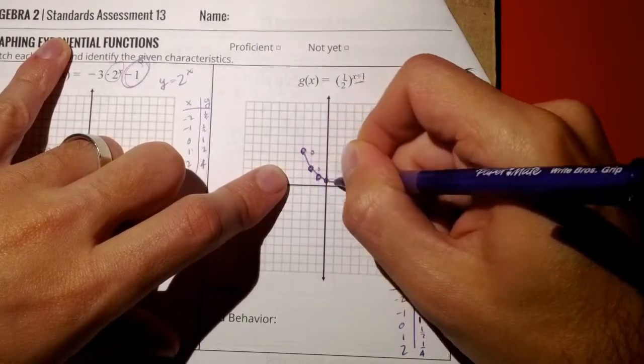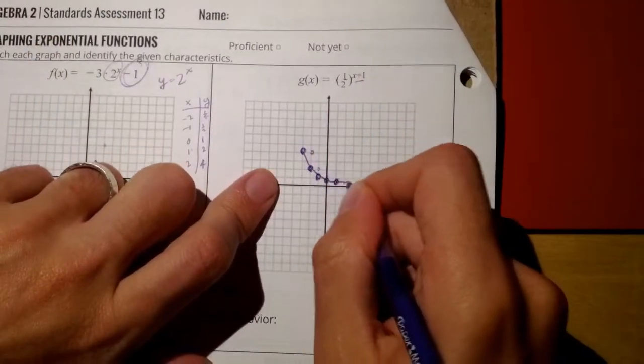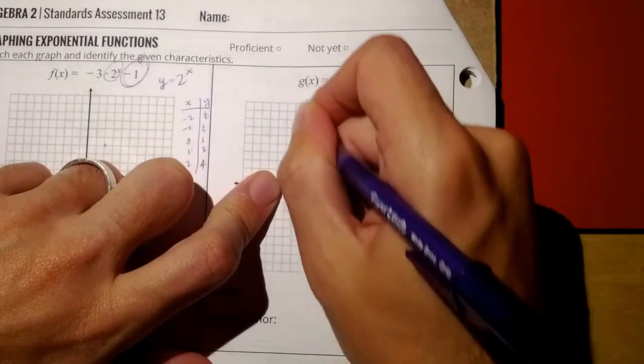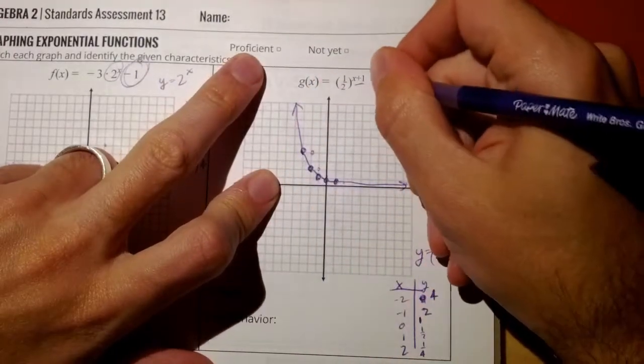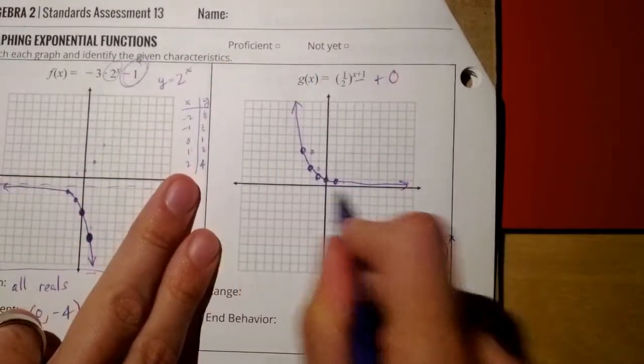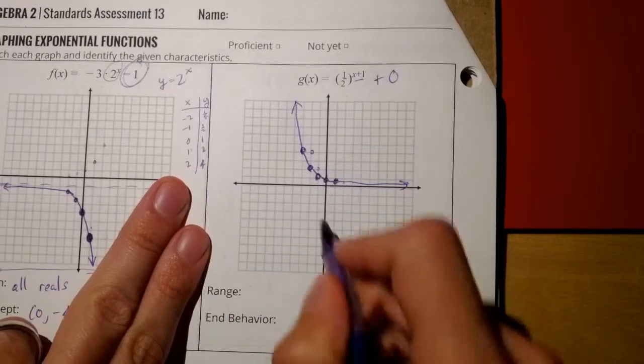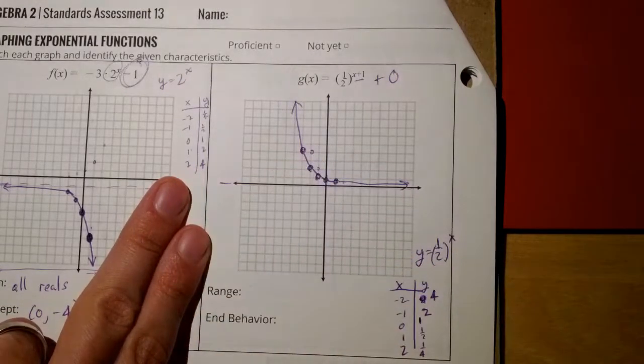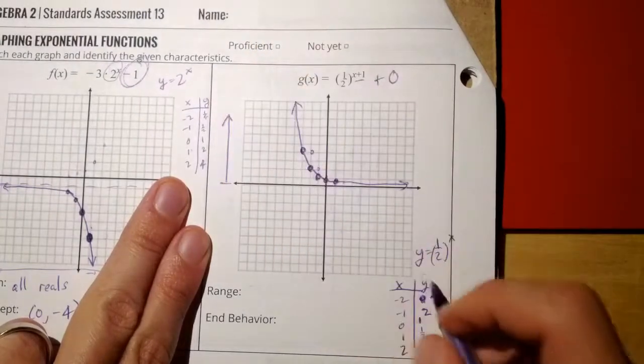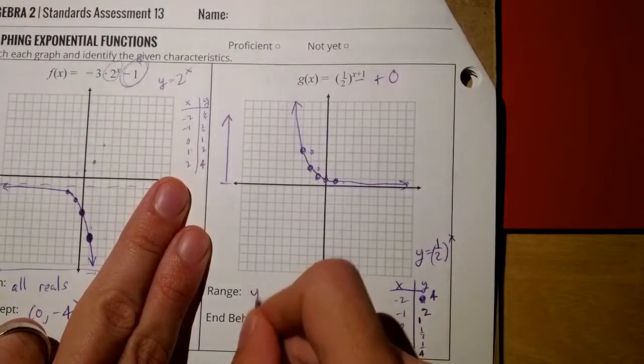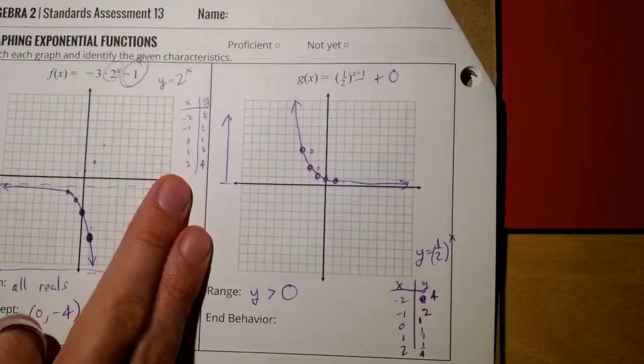I can connect these points. It seems like it's leveling off right about here. And there is a +0 at the end, which is why the asymptote is at y equals 0. For the range, it's everything that's almost 0 and above. It never actually dips below here. So y is greater than 0.